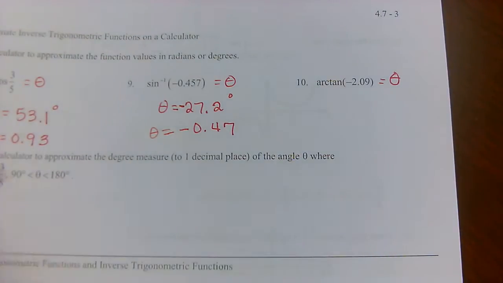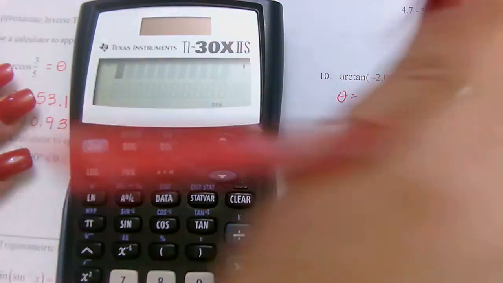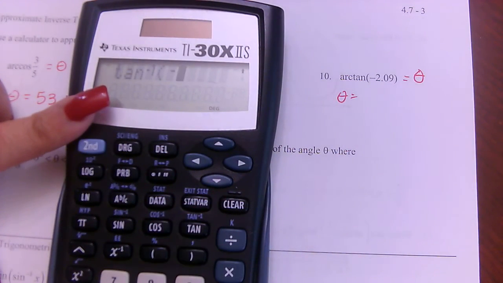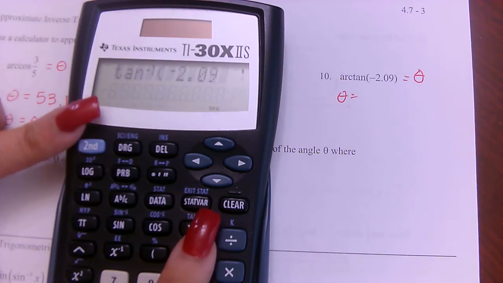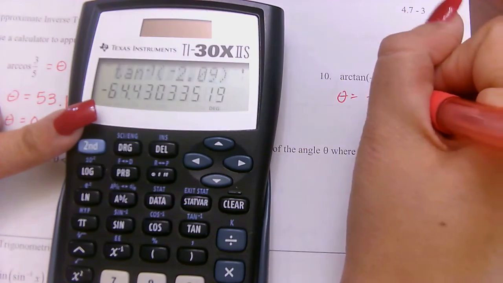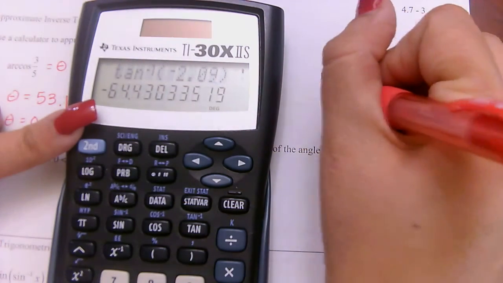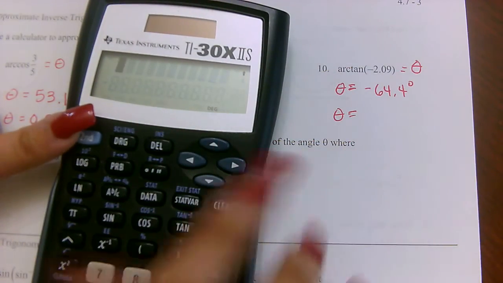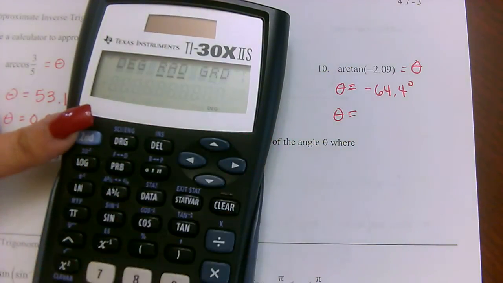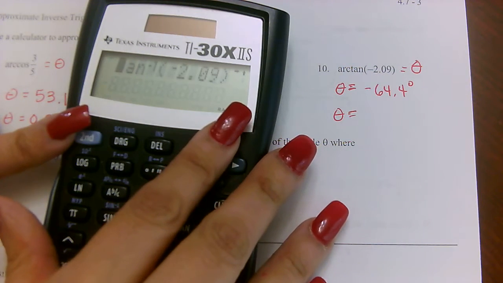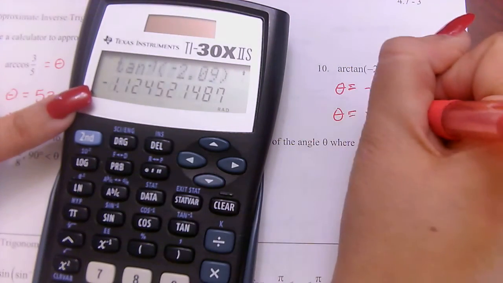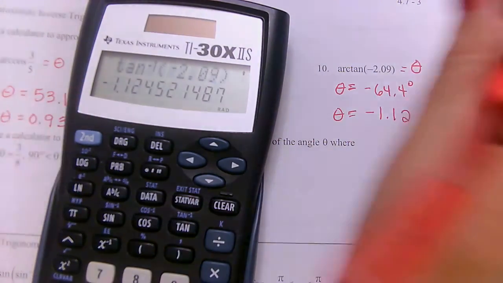Going on to the next one, so we'll do degrees first. I'm going to put theta is equal to, and I'm going to do second tangent, negative 2.09, and press enter. That will get me a negative 64.4 degrees. Okay. For radians, we would go ahead and make sure to change it to radian mode. Let me get that question back. There you go. And then press enter. And here you would have negative 1.12 radians.